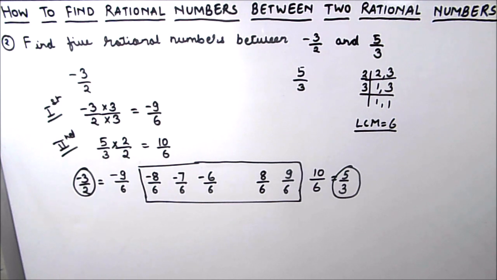Let's take a recap of the method. To find the rational numbers, first we'll check whether the two fractions have equal denominators or not. If they do not have equal denominators, we'll make the denominators of the two fractions equal. And then, imagining the two numbers on the number line, we can write the rational numbers in between the two numbers. If the numbers are small and we are not getting the required number of rational numbers, we can make the fractions bigger by multiplying by a bigger number.